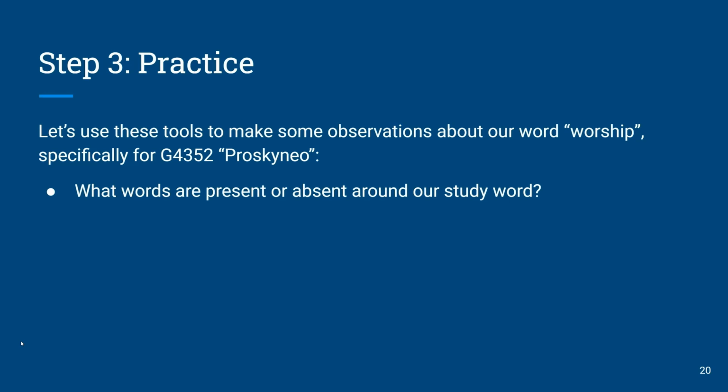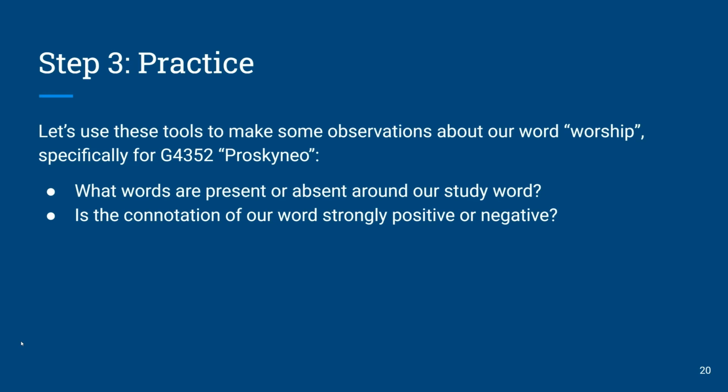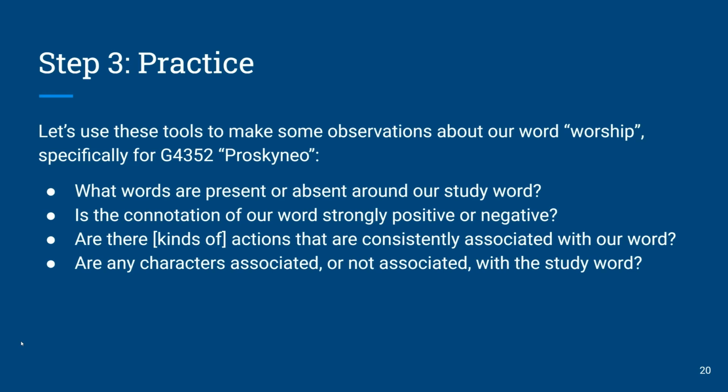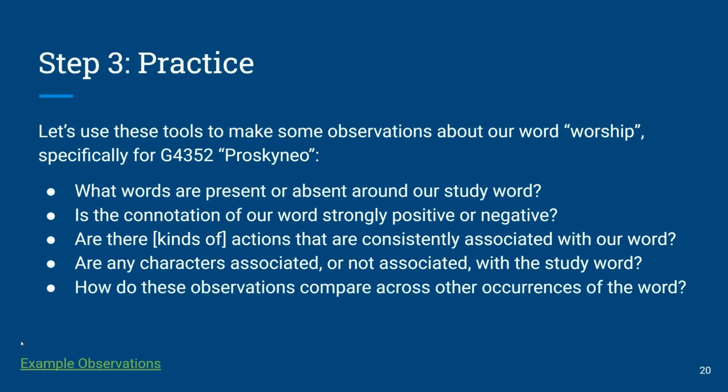What sort of observations? Let's make some observations about words that are present or absent around our study word. And let's look at whether the connotation of our word is strongly positive or negative. Another observation you could make: are there kinds of actions that are consistently associated with our word? Are there any characters associated or not associated with the study word consistently? And how do these observations compare across other occurrences of the word?